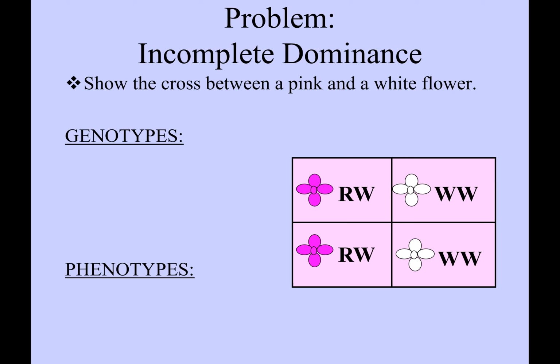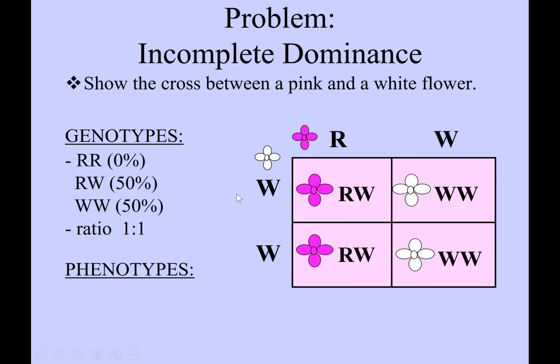Show the cross between a pink and a white flower. So the pink flower is represented by capital R, capital W, and the white flower represented by capital W, capital W. I already have my Punnett square filled in because I know you guys are pros with how to do that. So if I was filling in and answering the problem for what my genotype and phenotype ratios are, I have a 50% chance of being RW and a 50% chance of being WW, or a 1-to-1 ratio.